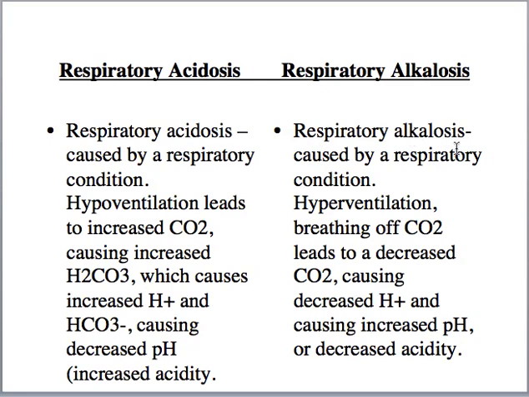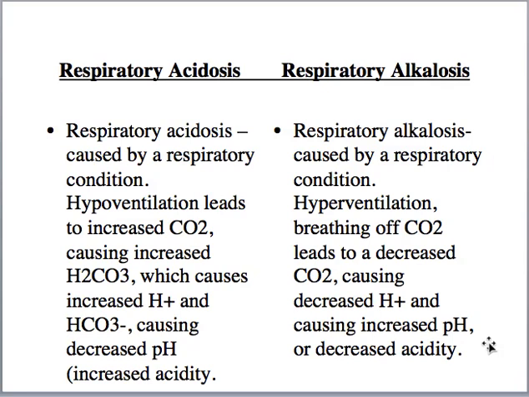In respiratory alkalosis, again, it's also caused by a respiratory condition. In this case, hyperventilation means that you're breathing off CO2 more. You're breathing very rapidly. Therefore, you're breathing off a lot of CO2 more than you normally would. That would give you decreased CO2 levels. Whenever you have decreased CO2 levels, you're going to have decreased hydrogen ion levels, and then you will have an increased pH, and that also means a decreased acidity or increased alkalinity.